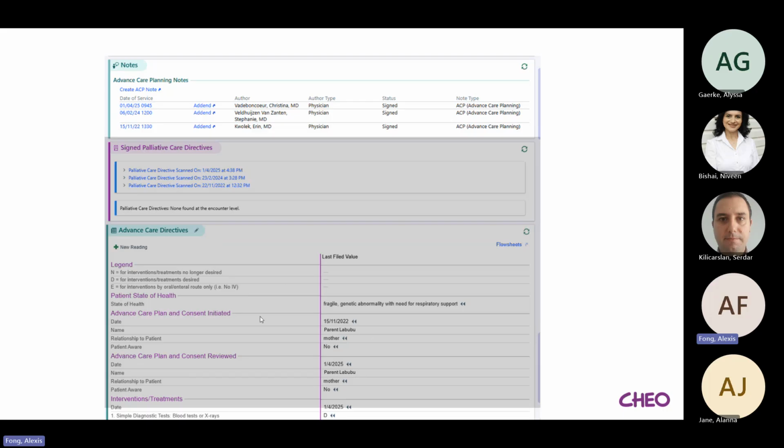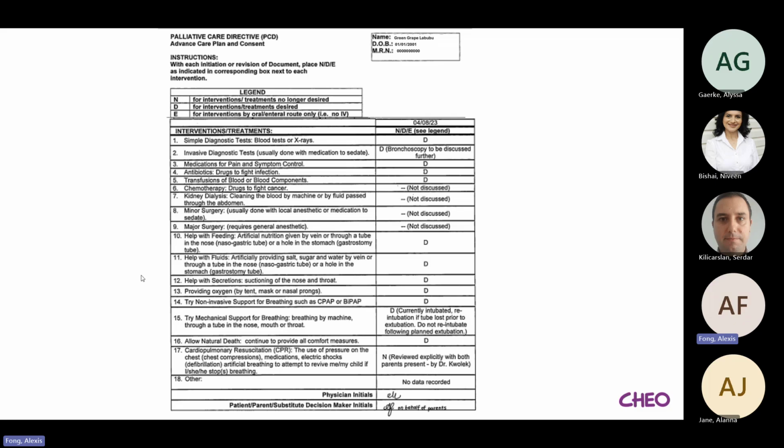Down here is just where we input the information. And this is what a PCD form looks like. It is very nitty gritty, and goes from the most simple diagnostic test to CPR, and we review it on a yearly basis for anyone that our team follows regularly, just to create a framework for some of those discussions. We always tell families that this document is a framework. It's not the end all be all.